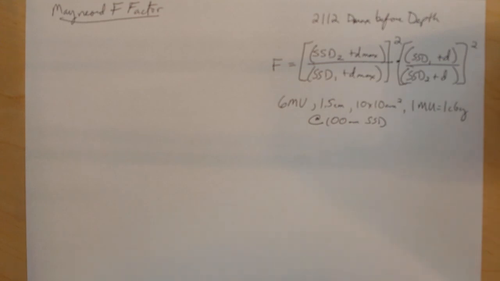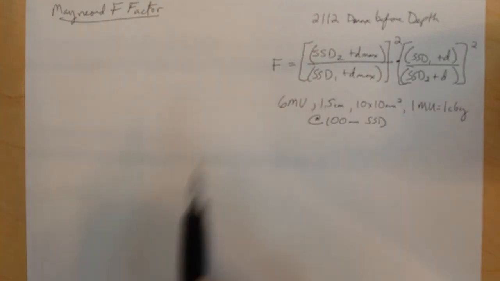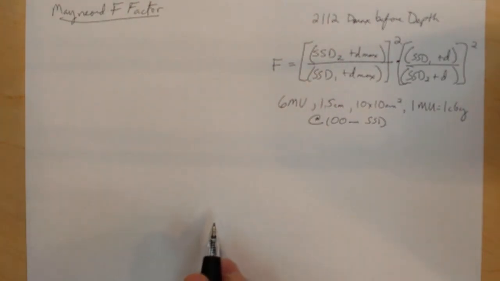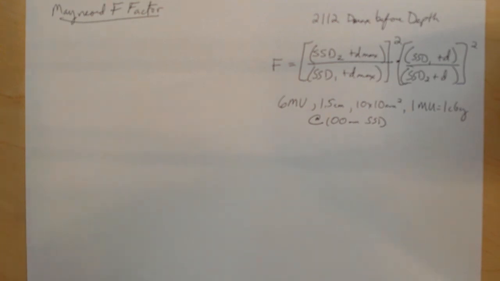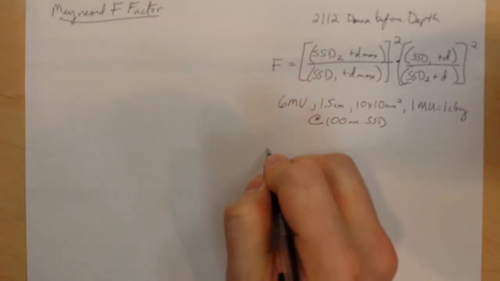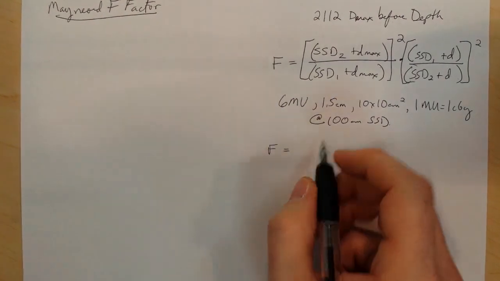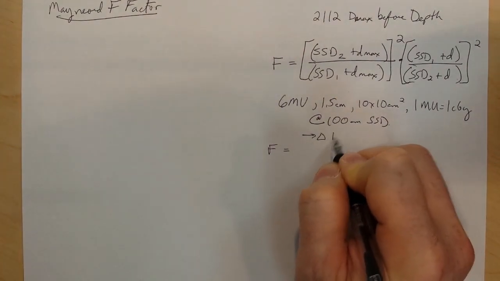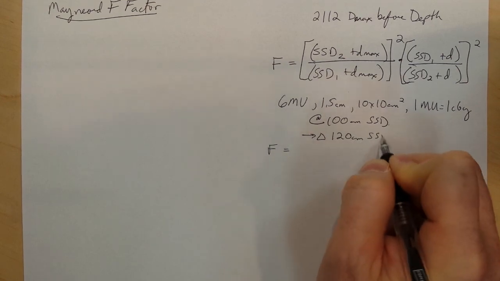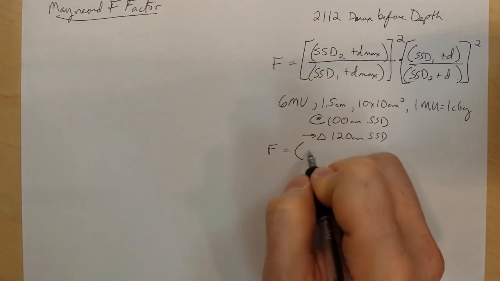Well, no, it's not going to be a problem because you've remembered 2112 D max before depth, and you're going to be able to do this hand calc without any problem. You look up all your tables, and then you come to modifying your percent depth dose factor before calculating the monitor units, and you realize you need to do the Mayneord F factor. So what do you do? The Mayneord F factor is going to be SSD2. I should have written in here, he wants to change to 120 centimeter SSD. So SSD2 is going to be 120.